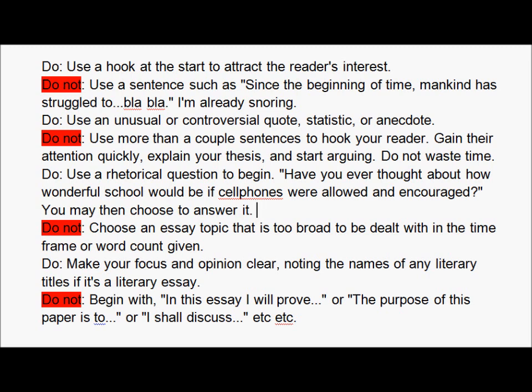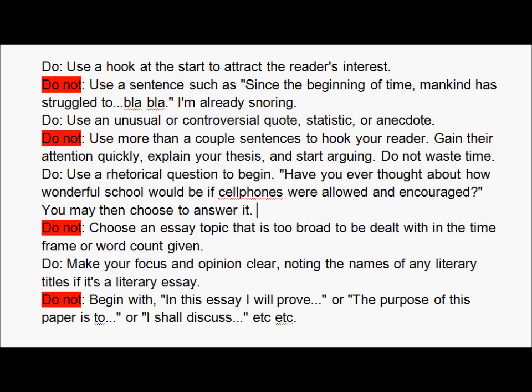Do use a rhetorical question to begin. So, my example here, have you ever thought about how wonderful school would be if cell phones were allowed and encouraged? The implication is in class. You may then choose to answer it. So if you started with this, your next sentence could be, well, it would probably be a complete nightmare. And that would make your opinion clear. This would show your topic. The second sentence would make your opinion obvious, and then you would write down your thesis and your three main lines of argumentation. So that would be fine.